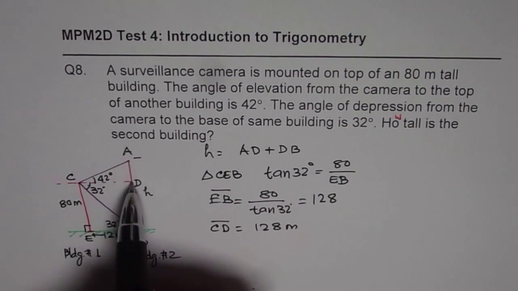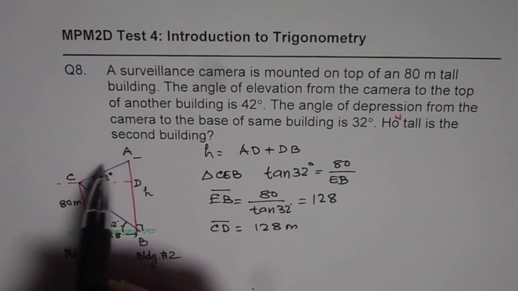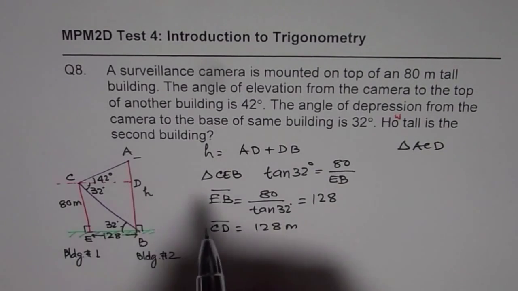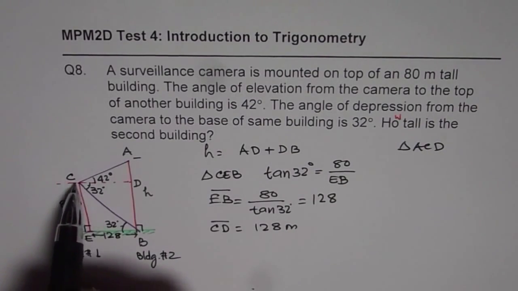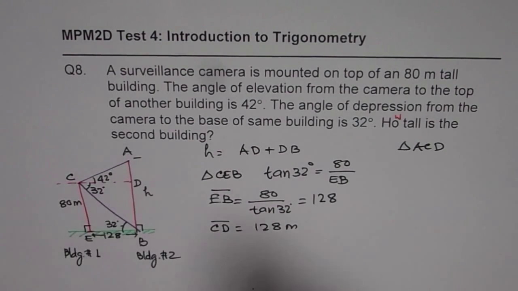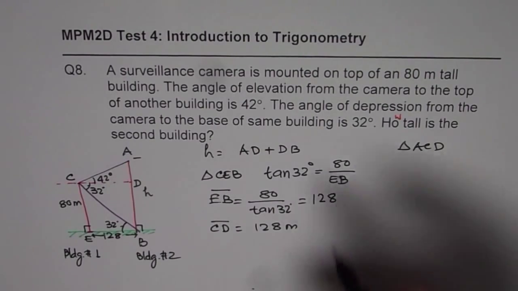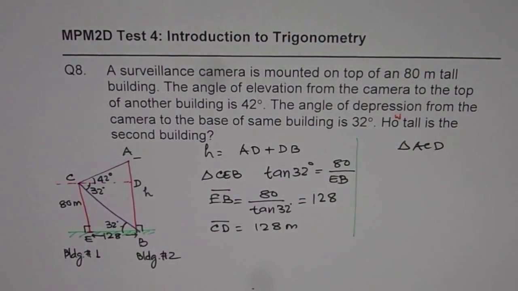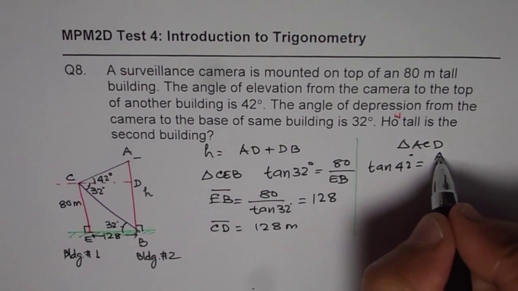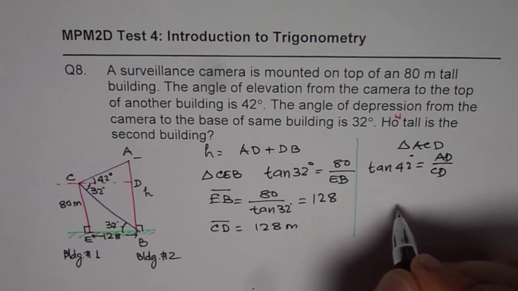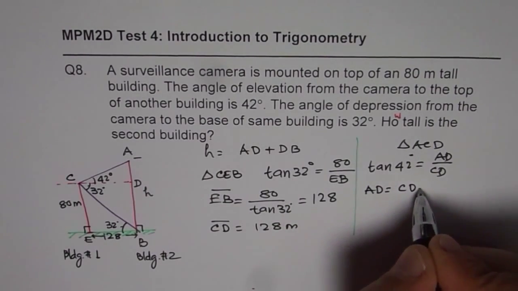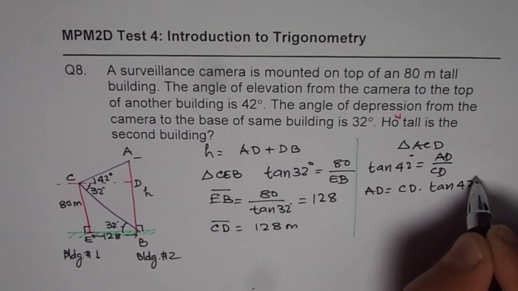Now we can find AD from the triangle ACD. So let's solve the triangle ACD now. In triangle ACD, we know that CD is 128. We need to find AD. That is the side opposite to 42. So let's use tan again, right? Let me just partition this a bit. So we have tan of 42 degrees is equal to AD divided by CD. So from here, AD will be equal to CD times tan of 42 degrees, right?